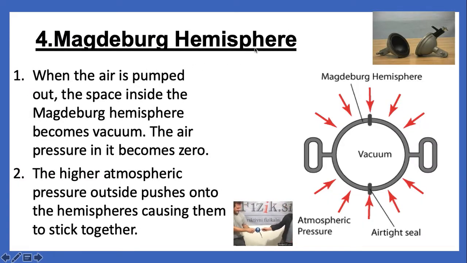Magdeburg hemispheres. The Magdeburg hemispheres are a pair of large copper hemispheres with mating rims. They are usually used to demonstrate the power of atmospheric pressure.